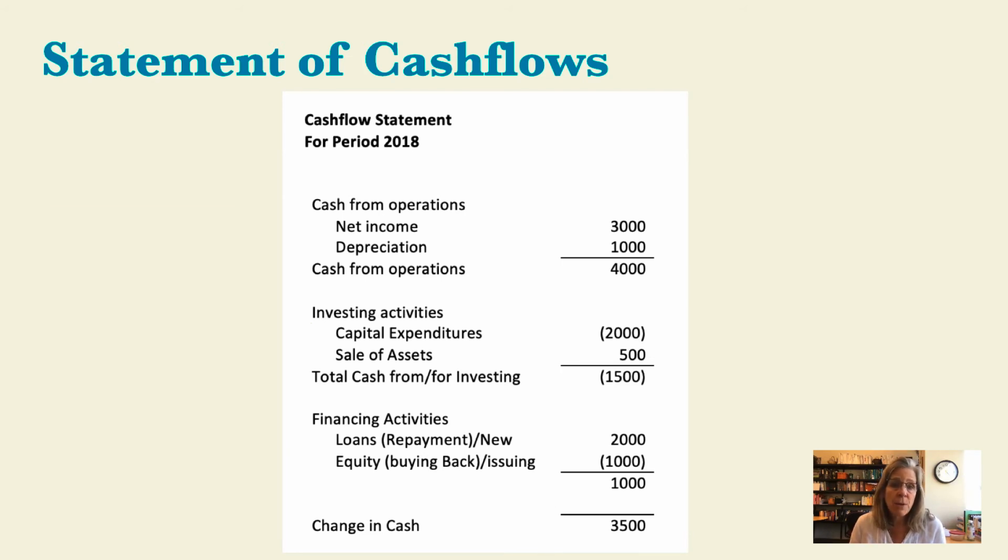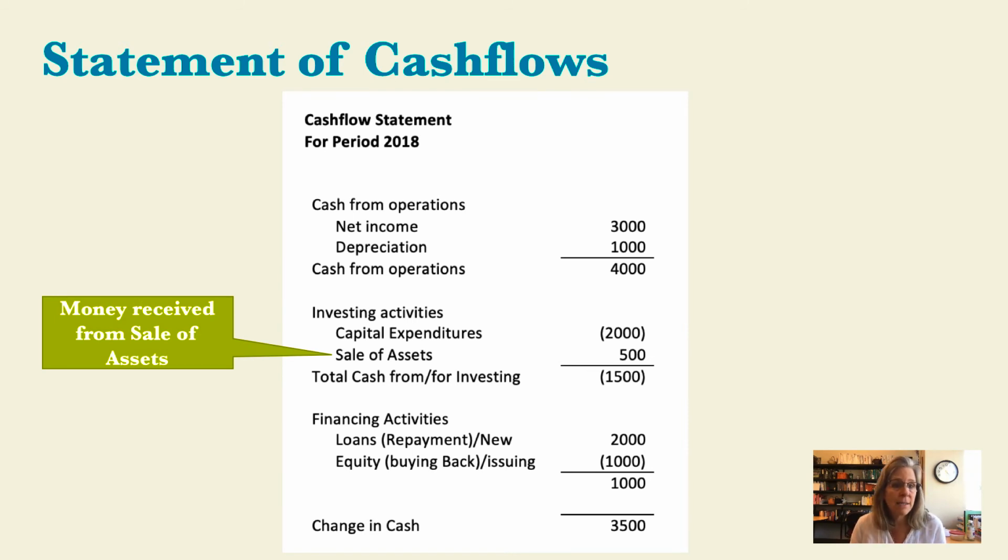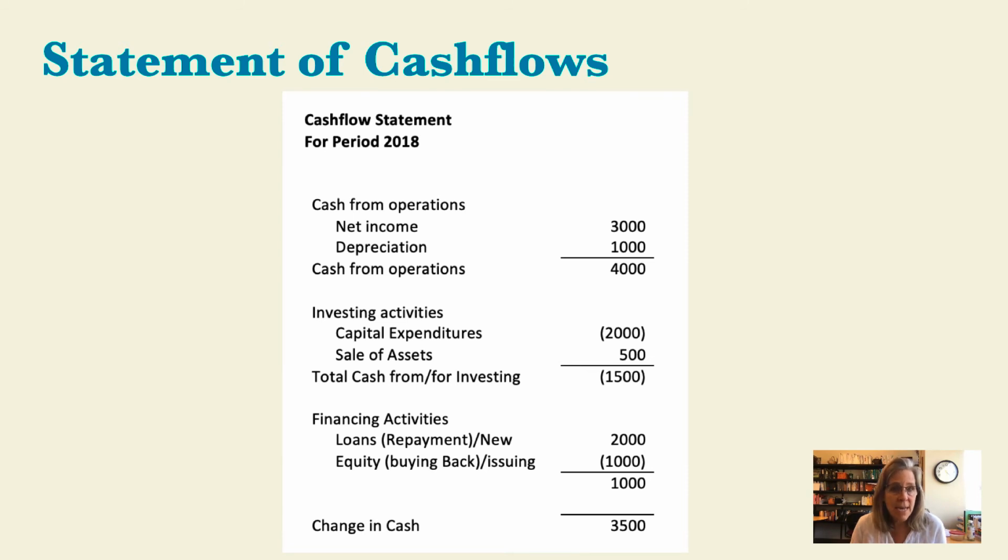The other thing we can do is sell assets, which is the opposite aspect of investing. Let's say we sold a particular computer or a patent or something. We're going to get money into our company for selling this asset. So the net for investing activities is the amount we spent to increase the assets, less any income where we were divesting or selling assets. In this case, we had a net of $1,500 negative.